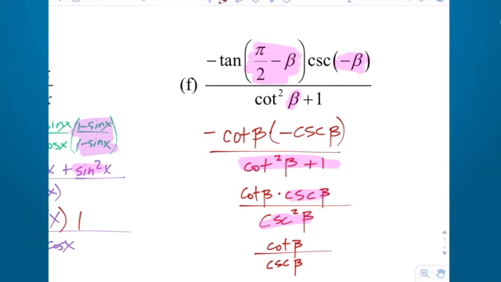All right. Memorize the identities if you don't have them. We'll see you back here tomorrow.